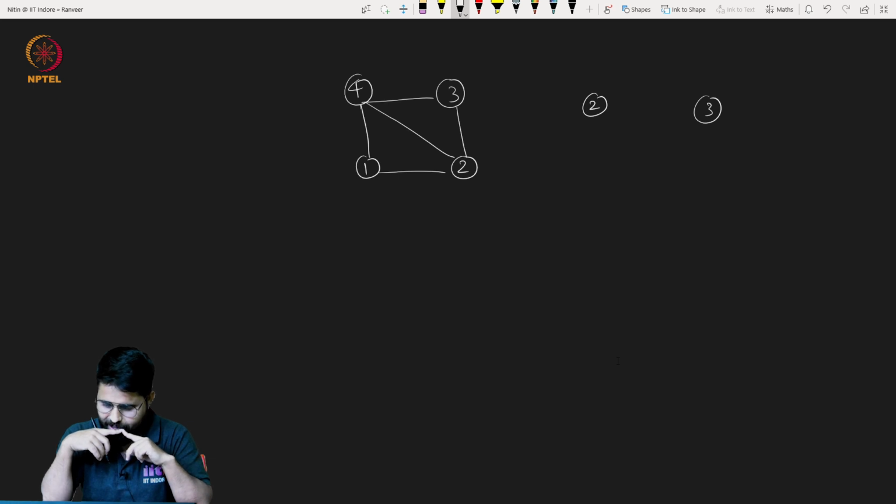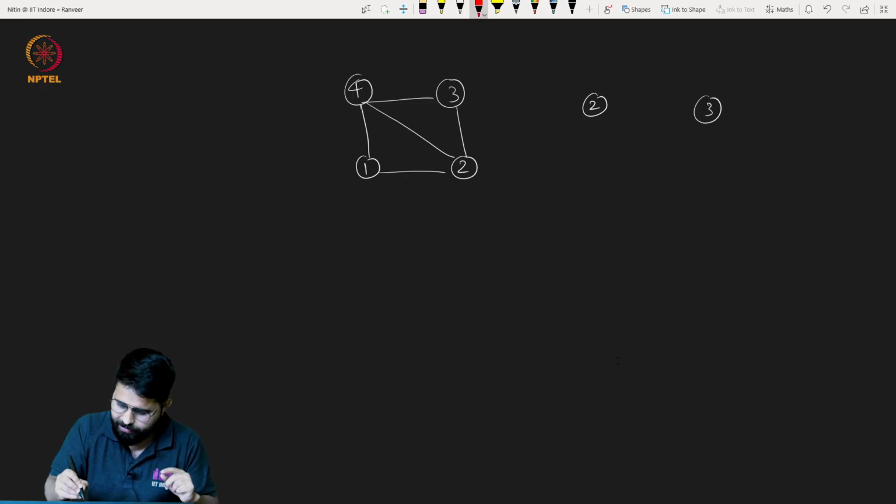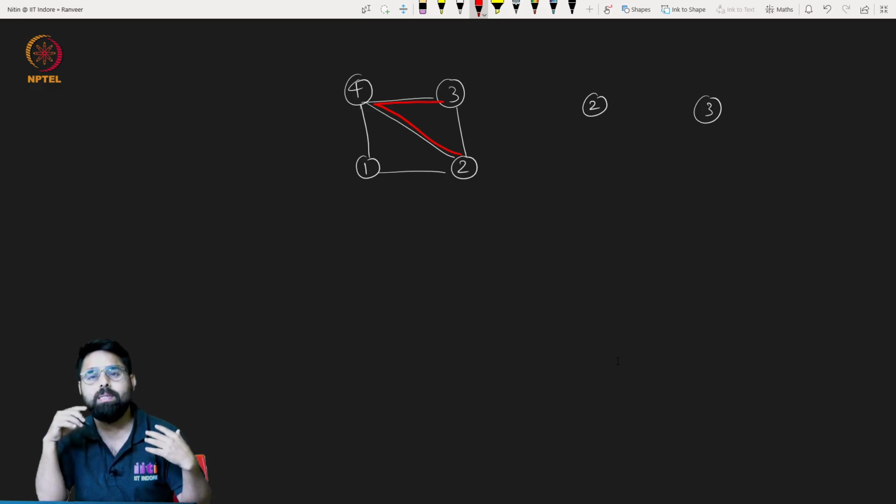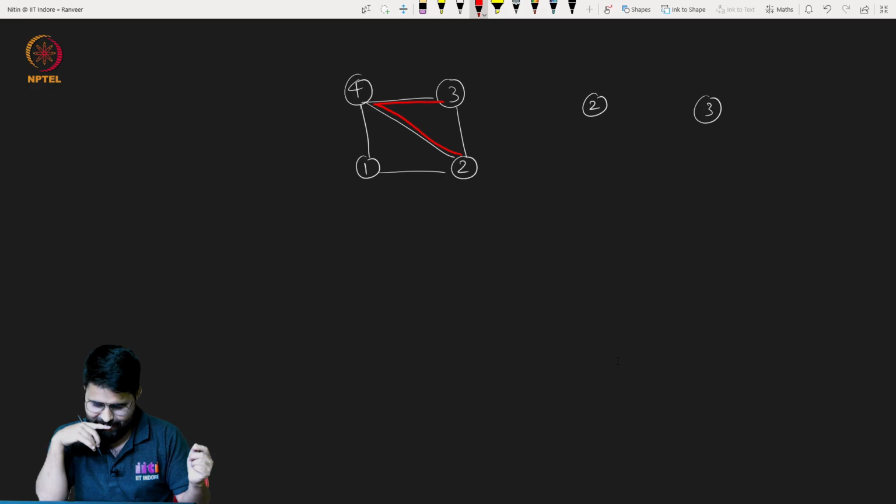So let us see how many. I think there is just one walk, and maybe this is it. Is there anything else? No. In fact, this is a path also.